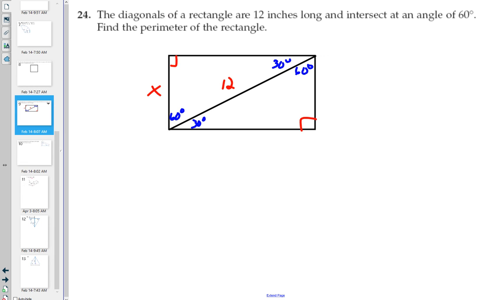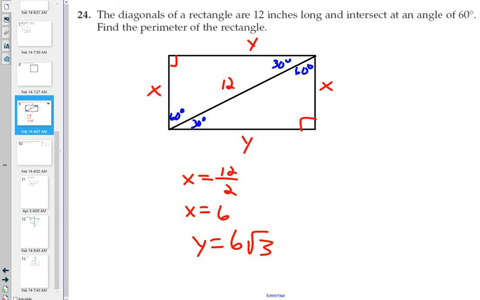Let's just, for the sake of discussion, call these x and call these y. So x is the short leg. It's the one that's across from the 30. So the x's would just be 12 divided by 2, which is 6. Now that you have a short leg, how do you turn a short leg into a long leg? Multiply by square root of 3. Multiply what? The hypotenuse or the short leg? The short leg. 6 cannot be multiplied by square root of 3, so it just stays at 6 square root of 3.